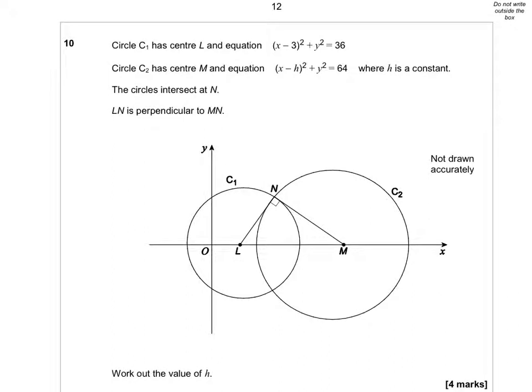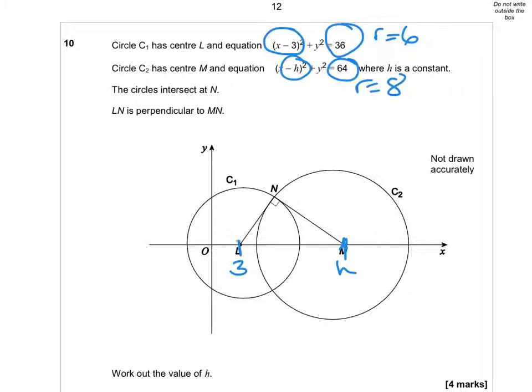Okay, this one I don't think you guys had much idea about, and this is all linked to circle equations. So first of all, the radius, you need to square root these. So the radius here is 6. And here is 8. And this tells you the x-coordinate of the centre. So here, that's going to be 3. And here, that's going to be h.